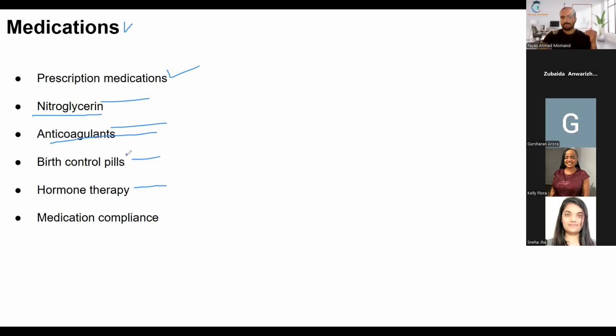If the patient is taking birth control pills, it could be a risk for a pulmonary embolism instead of acute coronary syndrome. Hormone therapy: men who are taking testosterone replacement therapy, or those who use it for performance enhancement, can get acute coronary syndrome. Ask about medication compliance, if the patient is taking chronic medications for chronic conditions like high blood pressure, diabetes, dyslipidemia.